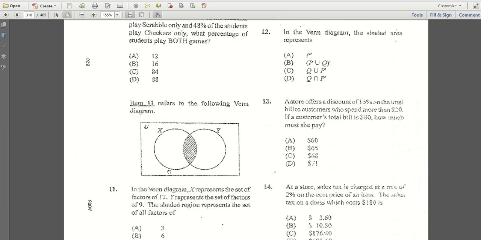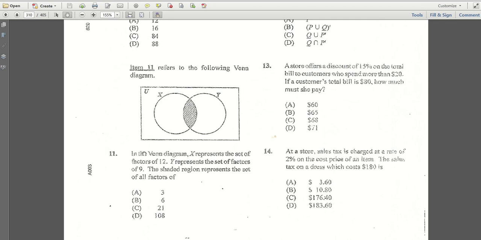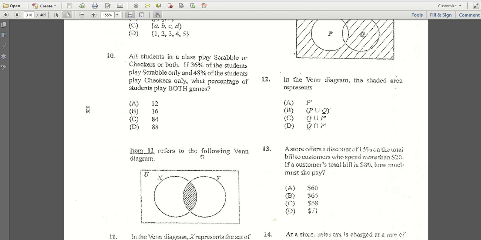Right, this here was repeated as well. Item 11 refers to the following Venn diagram. In the Venn diagram, X represents a set of factors of 12. Y represents a set of factors of 9. The shaded region represents a set of factors of 3. We did the working for this. This repeated 2 times, I believe.